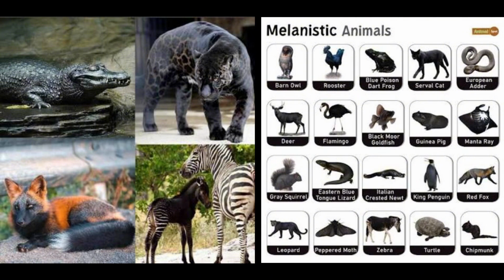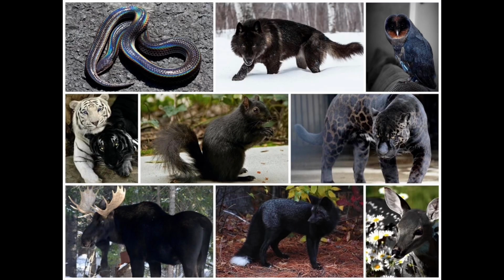This happens due to an increase in the production of melanin, the pigment that gives color to skin, hair, feathers, and scales. In many cases, melanism provides a survival advantage, such as better camouflage or even increased resistance to UV radiation. But what exactly causes melanism at the genetic level?